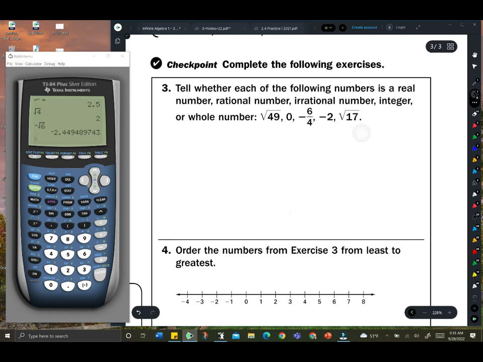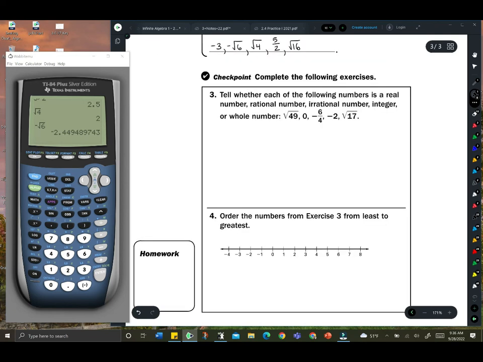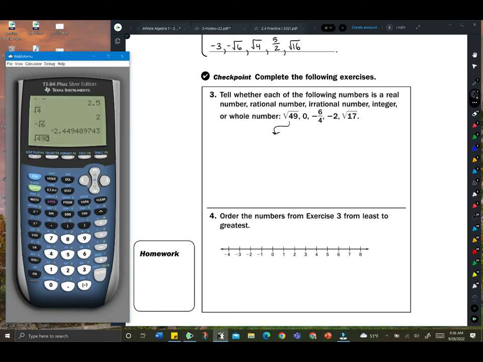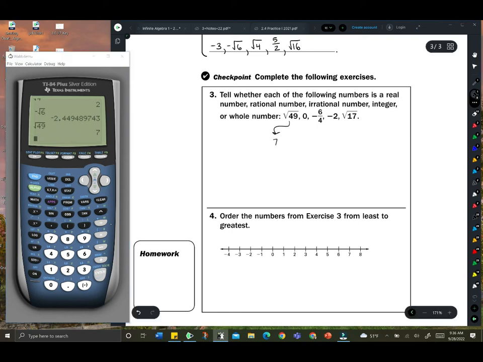Okay. These last little bits here, so complete the following exercises. Tell whether each is a real number, rational number, or irrational. Well, we have to graph them anyway. So square root of 49, let's check it out. It's just 7. 7 is a whole number. It is also an integer. It's rational, and it's real.